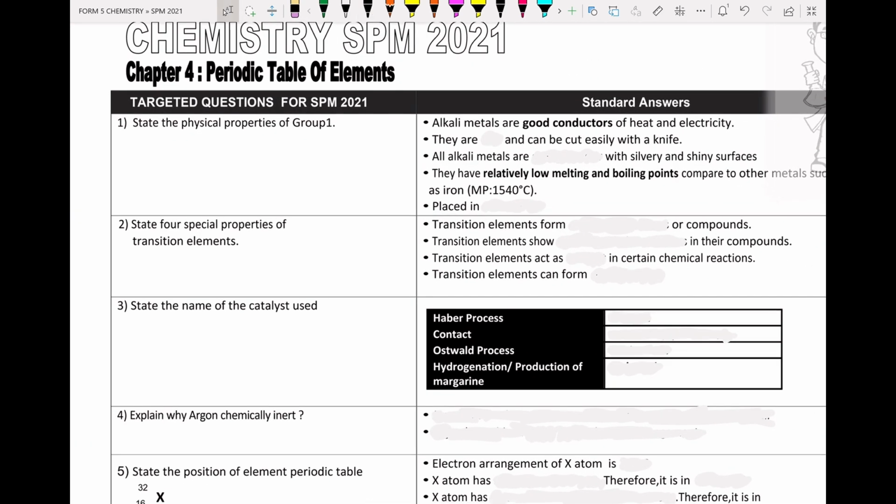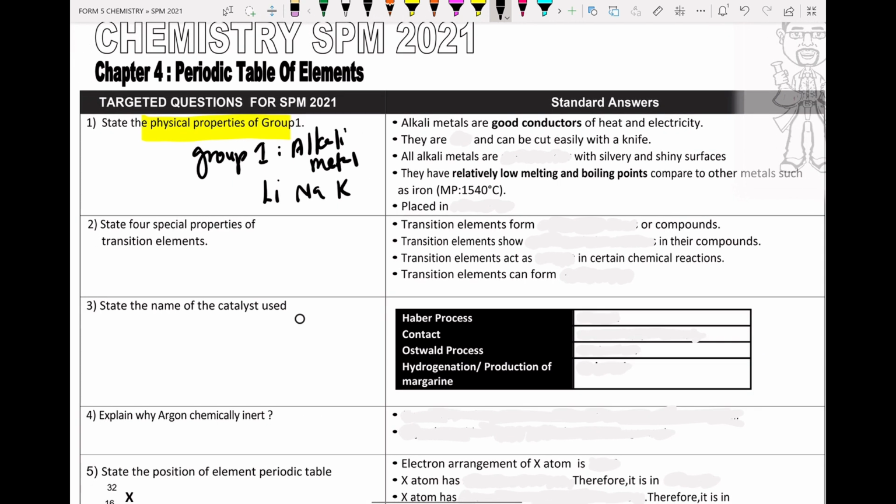Next chapter, periodic table, chapter 4. The first thing a student must remember is the physical properties of group 1 metals. The name of group 1 metals, please remember, is alkali metals. Please remember LiNaK: lithium, sodium, and potassium. All group 1 metals are good conductors of heat and electricity. They are soft metals, very important. All group 1 metals are shiny gray solids. They must be placed in paraffin oil to avoid contact with water.